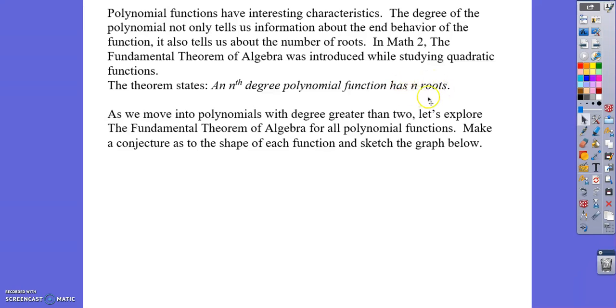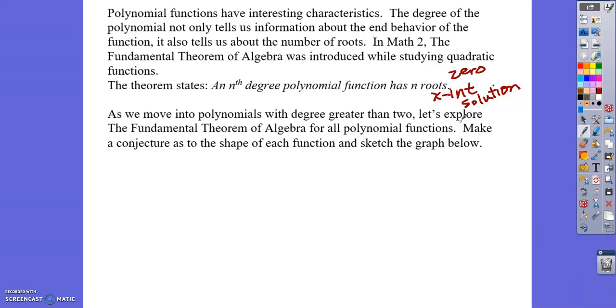So we're talking about these roots, and with roots, that's where it crosses the x-axis. So x-intercepts, roots, zeros, and solutions are what we're talking about here. So these are all those same words. So just keep that in mind. They all mean the same thing, where it crosses the x-axis. Since we're moving into polynomials with degrees greater than 2, we need to keep in mind the fundamental theorem of algebra as we go through this.